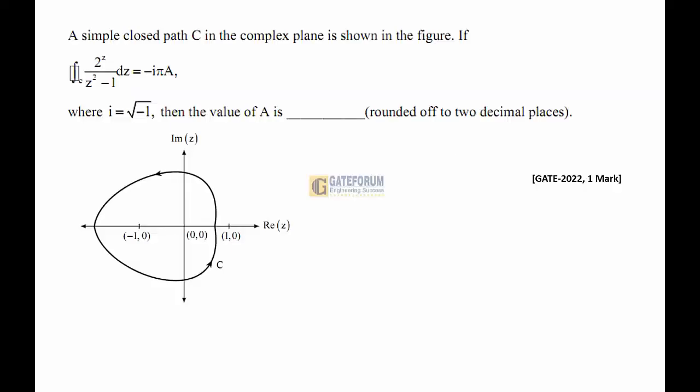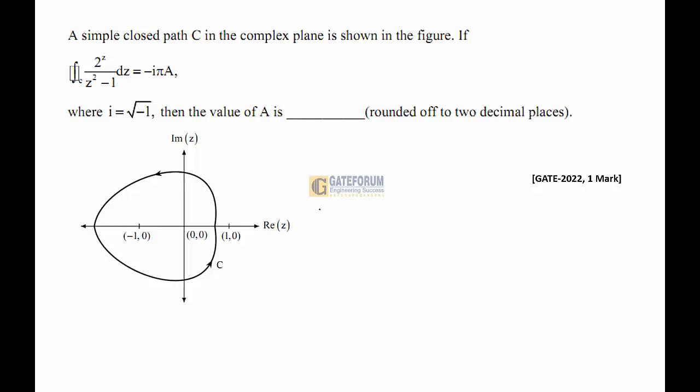The question: a simple closed path C in the complex plane is shown in the figure. If the contour integration over C of 2 power z by z square minus 1 dz is equal to minus i pi a, where i is equal to root minus 1, then the value of a is. So the diagram is also given, a closed curve path. This is from engineering mathematics, the complex variables chapter, subtopic complex integration.